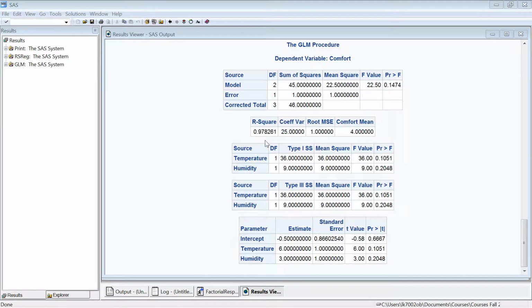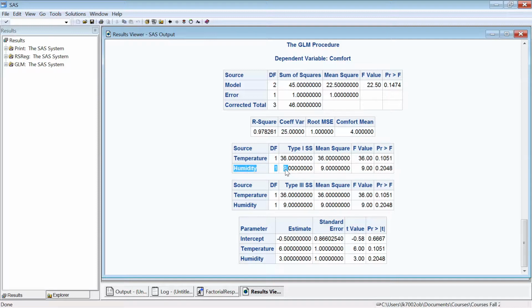To calculate the sum of squares from the estimates, the simple relationship, you can see this 36. If you remember, the estimate for A was 6. So the effect of temperature variable was 6. If we change from low level of A to high level of A, the average comfort increases by 6.